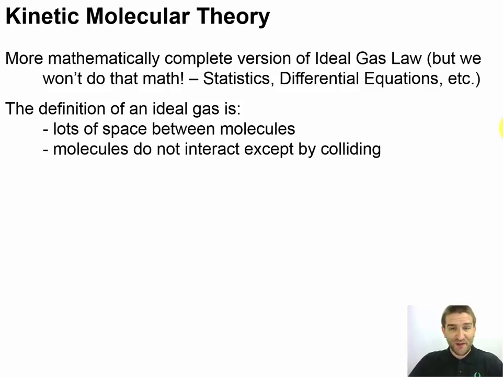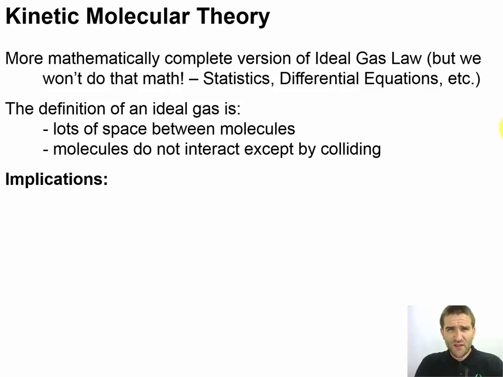Rather than going that far, we're going to focus on the conceptual things that come out of it. Now, let's think about an ideal gas for a moment. An ideal gas has lots of space between our molecules, and we've declared that molecules are not going to interact except by colliding. There's no repulsions, there's no attractions. They're just bouncing off each other whenever they hit. The energy is being conserved. These are the basic ideas that we have as part of our ideal gas law.